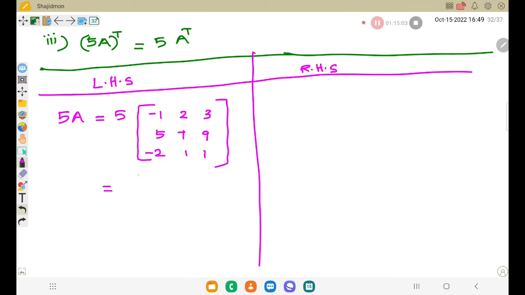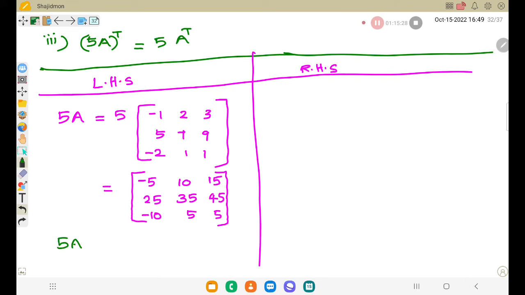So you know how to multiply a number with a matrix, correct. All the numbers we need to multiply by the outside number. 5 multiply minus 1, minus 5. 5 multiply 2, 10. 5 multiply 3, 15. 5 multiply 5, 25. Then 35, 45, minus 10, 5, 5. Correct. All the numbers multiplied by 5.